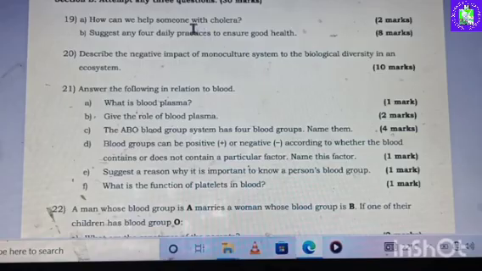Question number 19A. How can we help someone with cholera? We are advised to go to the hospital or to visit a doctor. Yes. B. Suggest any for daily practice to ensure good health. First, body hygiene. The second one is wash your hands before eating. Wash your hands after using the toilet. Drinking boiled water, etc. We have many methods.